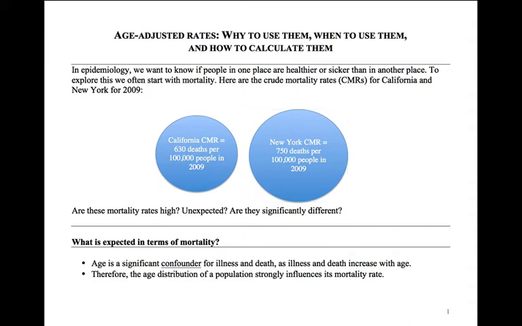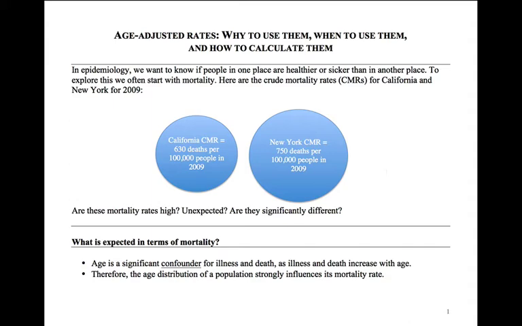As you can see, the California crude mortality rate is 630 deaths per 100,000 people, whereas the crude mortality rate in New York is 750 deaths per 100,000 people. So some questions might come up as a result of this. Are these mortality rates high? Are they unexpected? Are the people in New York sicker than those in California and therefore dying at a higher rate?